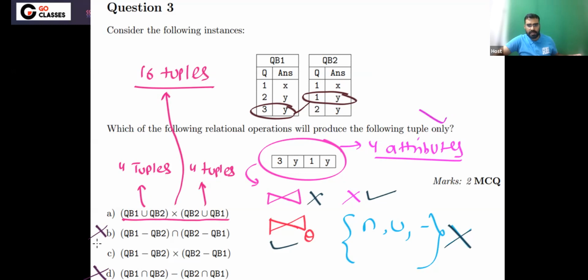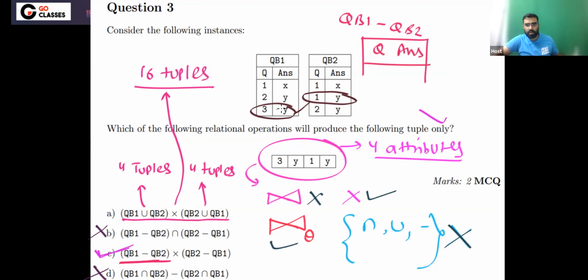So that is the reason the answer will be option C. Why option C? Because what will be QB1 minus QB2? From QB1, if you remove QB2, only one tuple will be there, and that tuple will be like this. Only one tuple will be there because this 3y is in QB1, and this is not in QB2. QB1 minus QB2 means those tuples which are in QB1 but not in QB2.